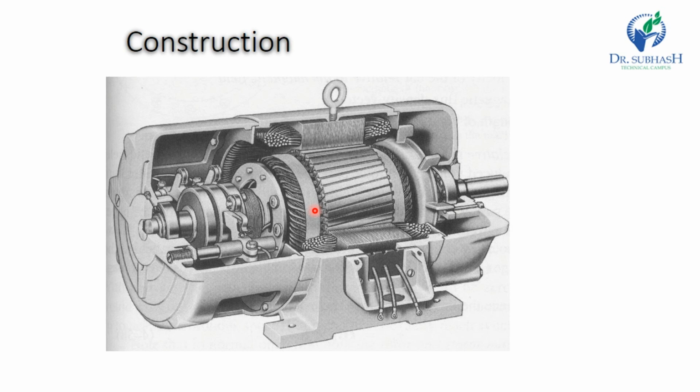Now next one is the air gap. In between the stator and rotor we have an air gap, to provide the gap between the rotor and stator. Here is the air gap. Because of the air gap, there is no vibration or less friction.